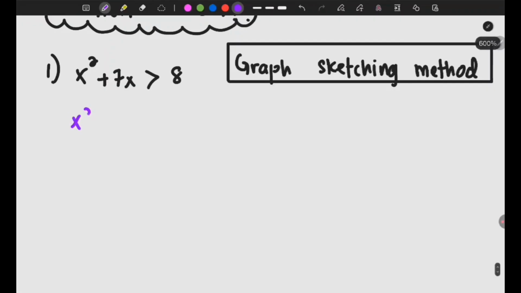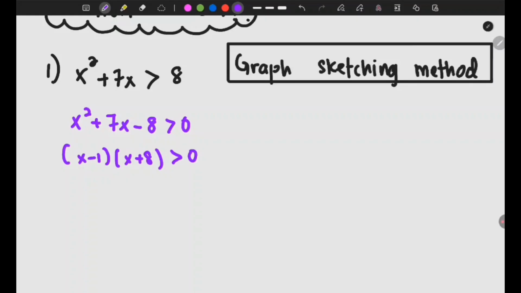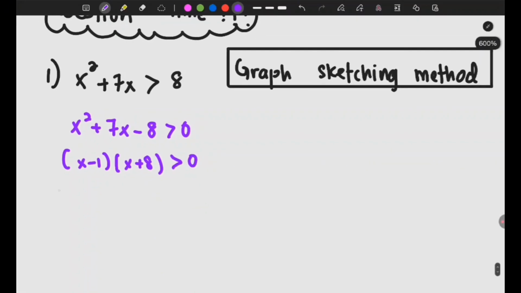And now factorize. So if you factorize, you should get x minus 1, x plus 8. And now obviously more than 0. So you know your roots from here itself. I don't have to put the equals to 0 because you should know already, right? When you see the factorized form, you should be able to know. So the roots, which is the x, one is 1 and another one is negative 8.